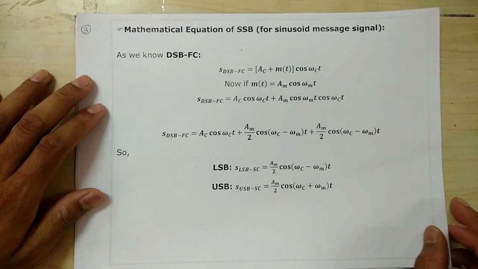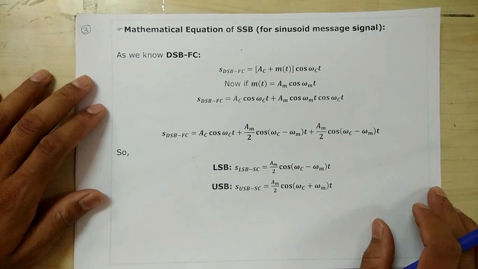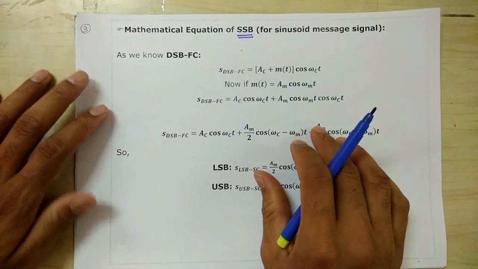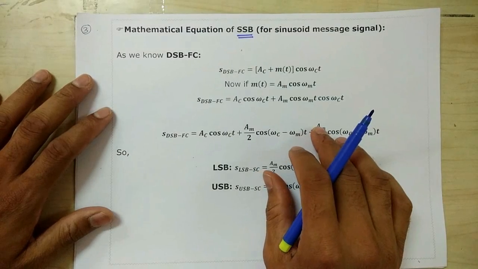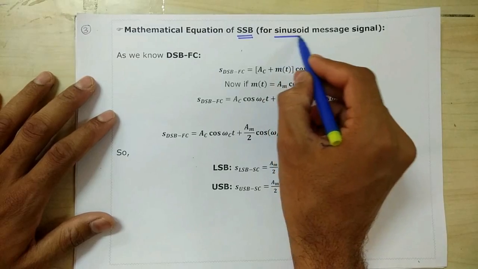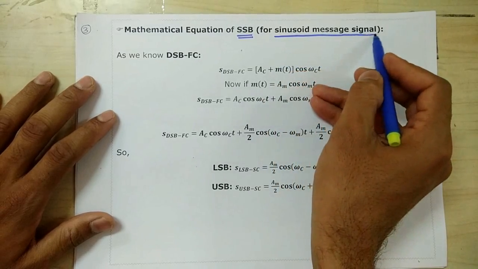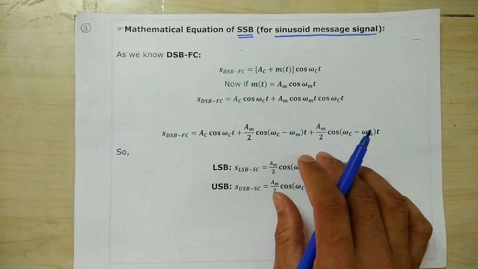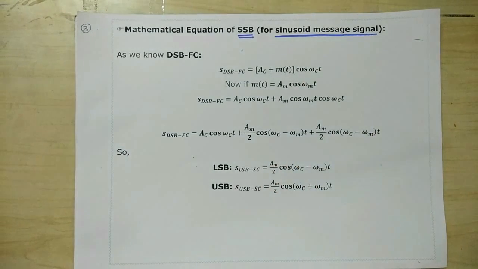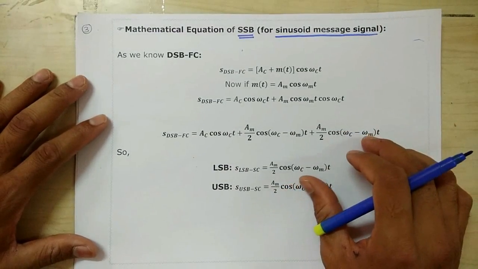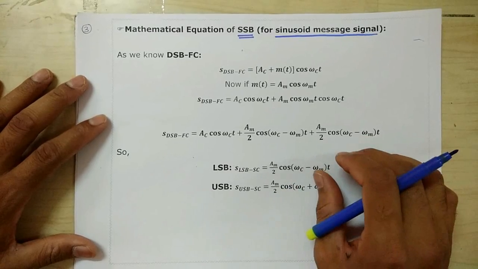So what will be the mathematical equation of this SSB? I have done the derivation for the case where the message signal is a sinusoid signal. If the message is not a sinusoid signal, then we need different tools to do the mathematical analysis of this SSB.